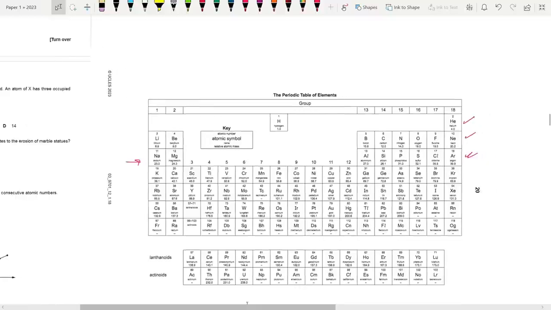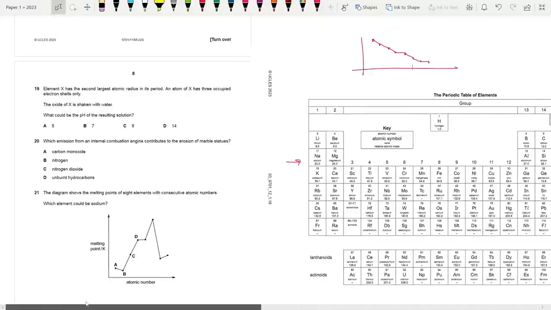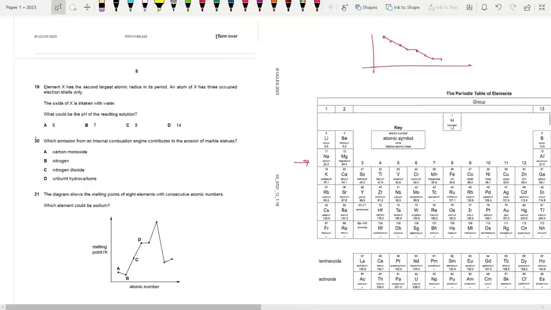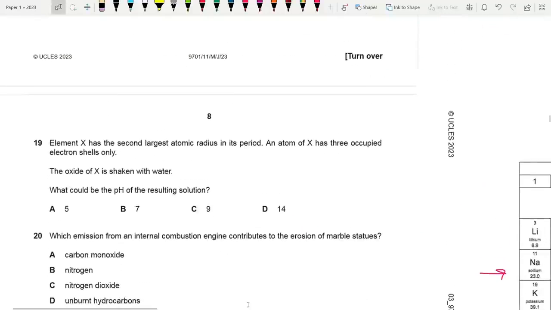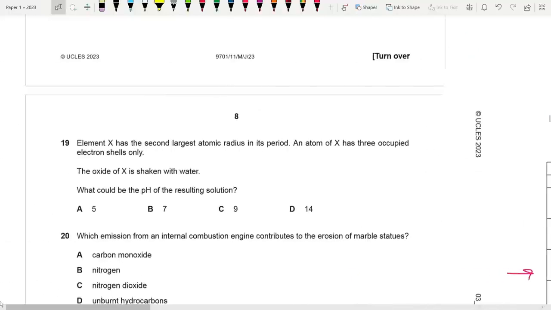Now, if you look at the chart for atomic radius, it's like this. Basically, it decreases across the period. 1, 2, 3, 4, 5, 6, 7, 8. This is the chart for atomic radius approximately. Now, it has the second largest atomic radius. So second largest. This one is the largest, which is sodium. And this is magnesium then. So we are clearly talking about magnesium in the third period.